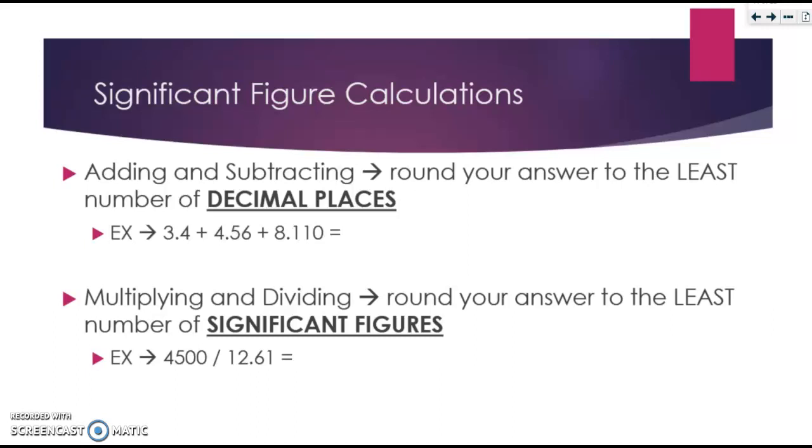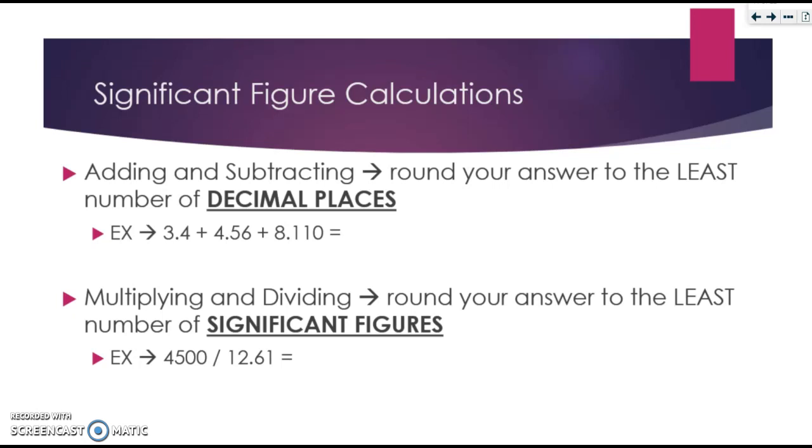We are now going to continue our study of significant figures and apply it to calculations. There are different rules depending upon the type of calculation you're going to do. Adding and subtracting, we're going to round our answers to the least number of decimal places. Let me run through this example to make this make sense.